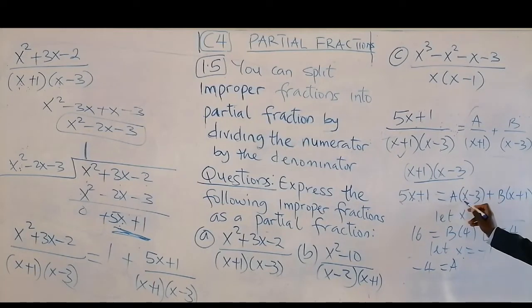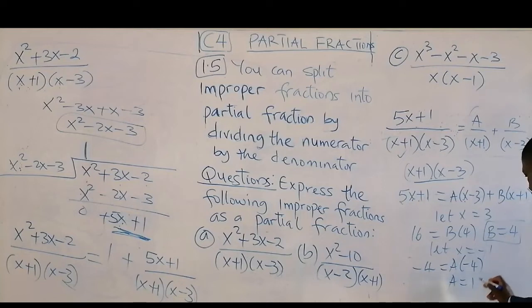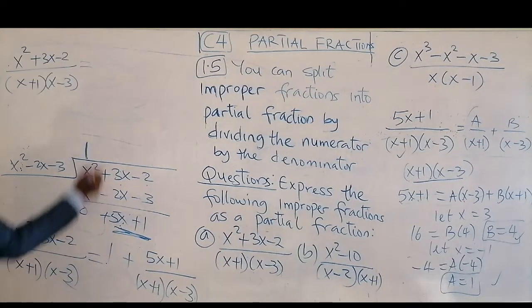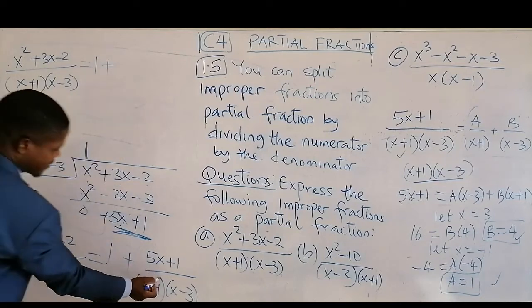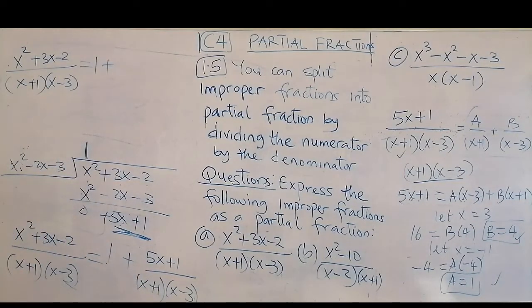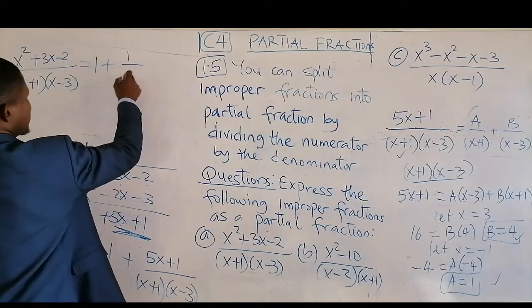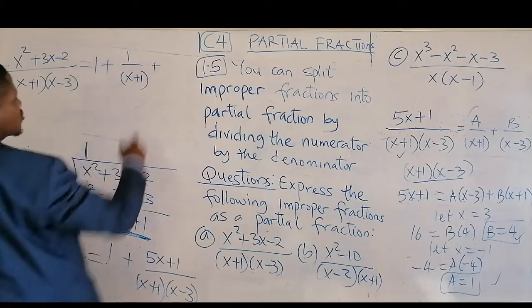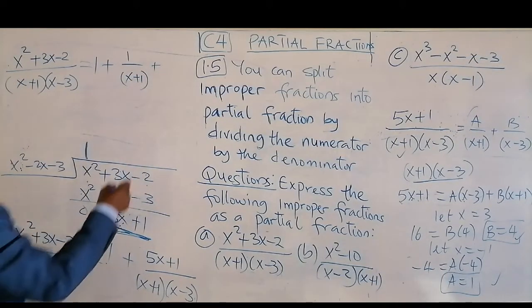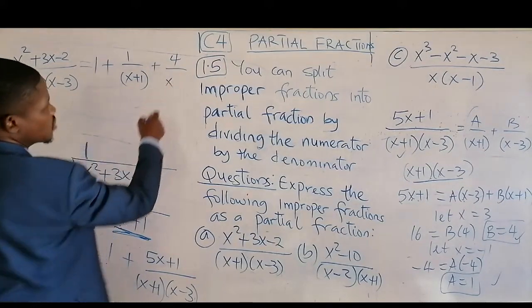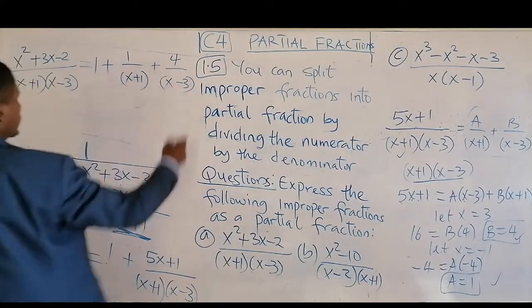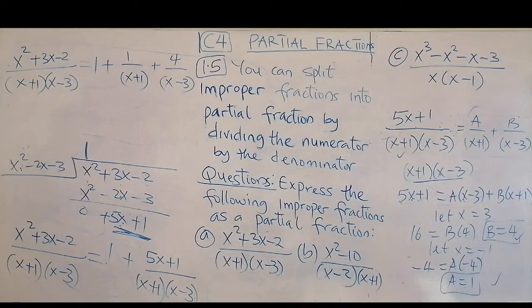That's minus 1 minus 3. That's minus 4. So A is what? A is 1. So then on the final notes, we have the 1 plus this fraction. We have A is 1, so that's 1 over x plus 1, then plus my B is what? B is 4. 4 over x minus 3. So that finishes the solution to that question.